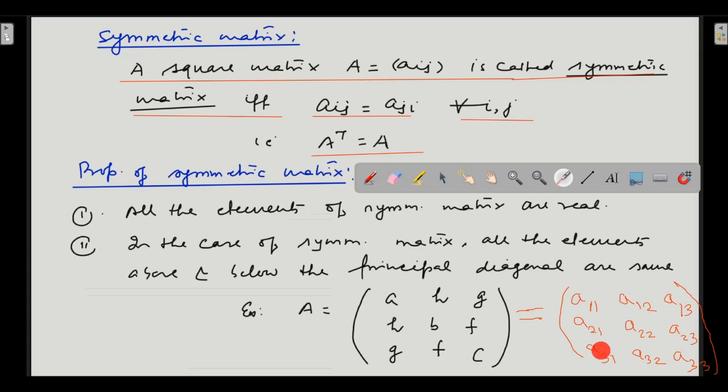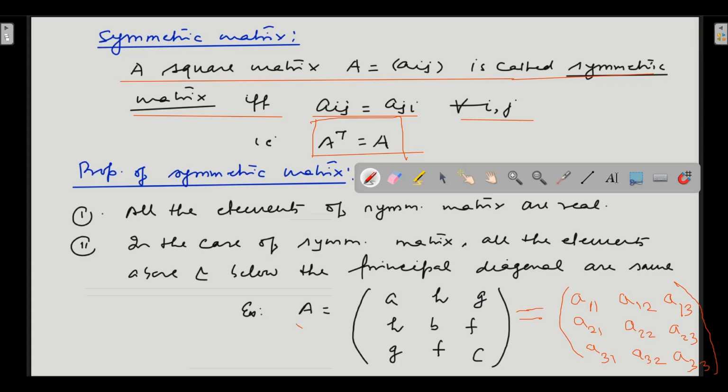A13, A31, there is an exchange, so G, G. Those are also same. A32, A23, exchange of i and j, so those two elements should also be same. So F and F. Those elements are equal, so you can clearly have a look at this symmetric matrix and understand easily. Obviously in such a condition the transpose will be equal to the matrix itself.